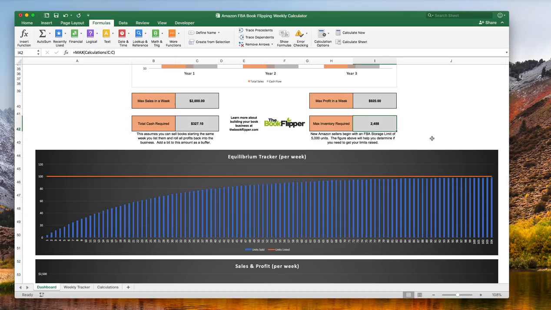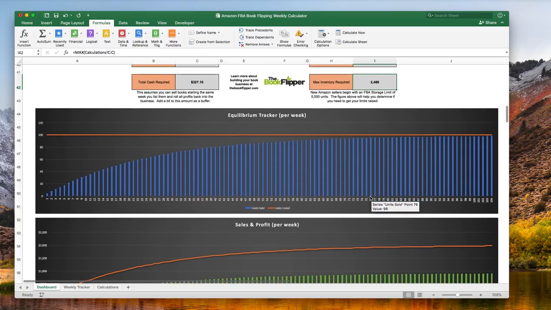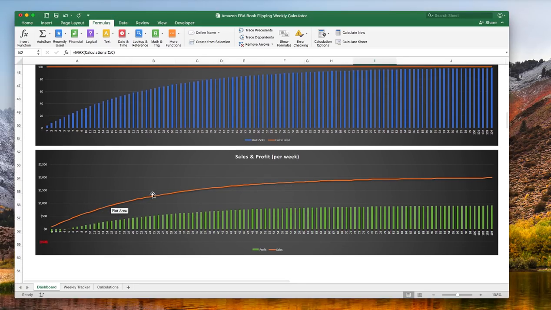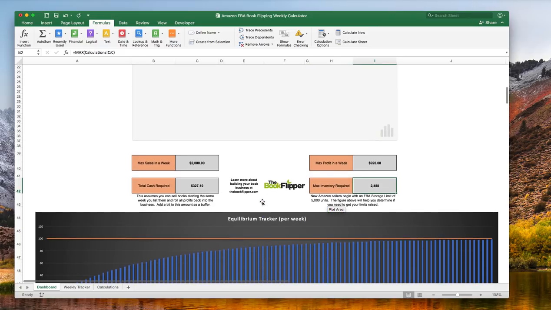You'll be selling what you list. You'll eventually reach equilibrium where if you continue to source 100 books, you'll basically be selling those same 100 each week. Sales and profit, you can see the sales per week will go up and eventually level off. And again, we saw that that would be somewhere in the $2,000 per week. You can see the profit or the cash flow per week sort of levels off in the $900 range. So that's what the metrics are.